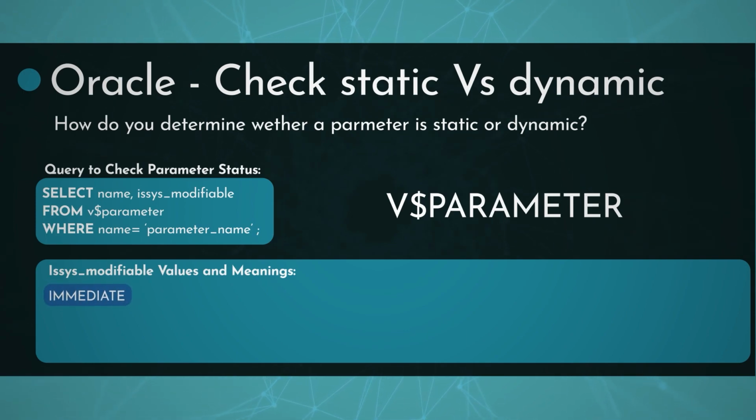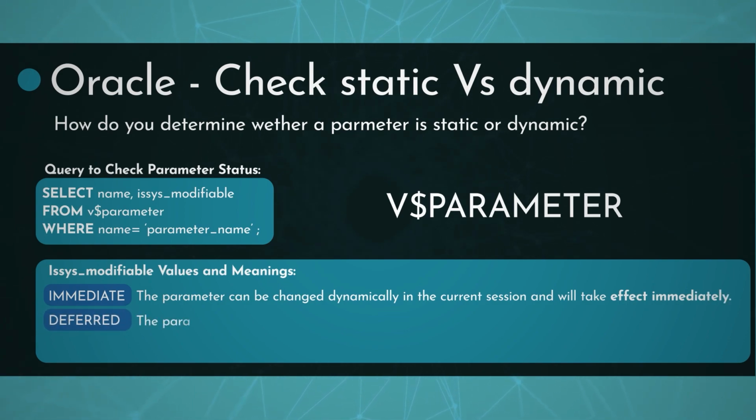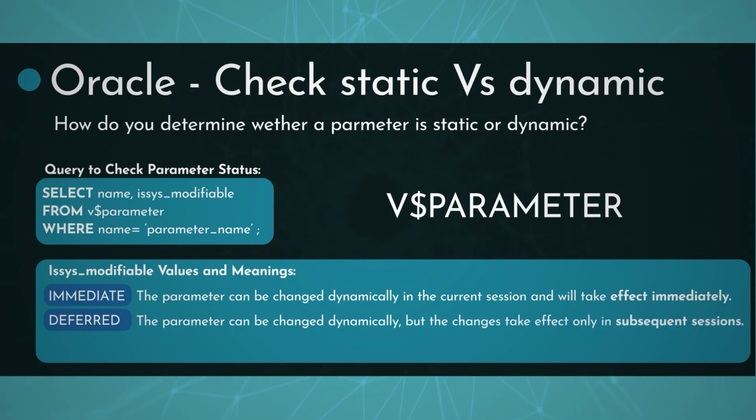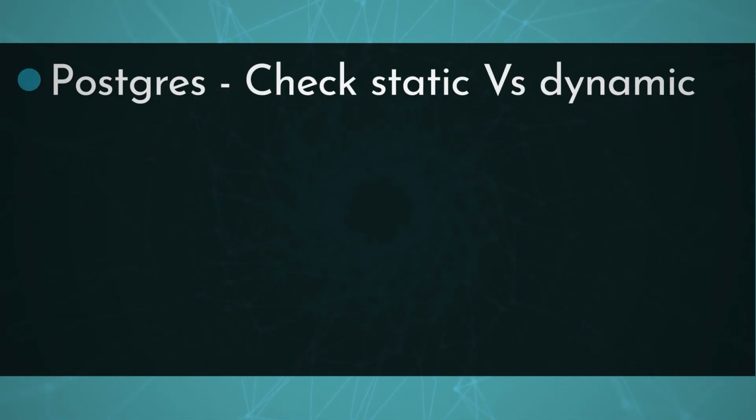If you see IMMEDIATE, that means the parameter can be changed dynamically, and DEFERRED can also be changed dynamically. The difference between IMMEDIATE and DEFERRED is that in IMMEDIATE the current session will also take the change into effect immediately, but in DEFERRED, the subsequent sessions get the change. And if you see FALSE, it means it's a static parameter and you need a restart. So generally this is the process you use in the Oracle world, and now how to do the same in the Postgres world.